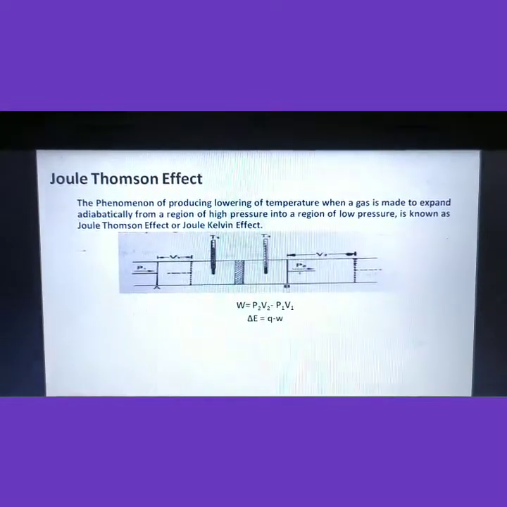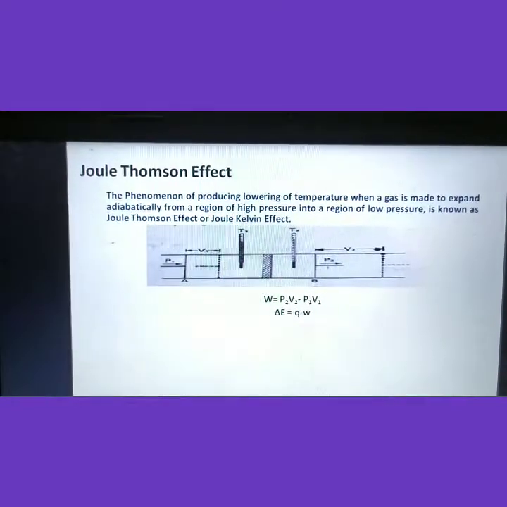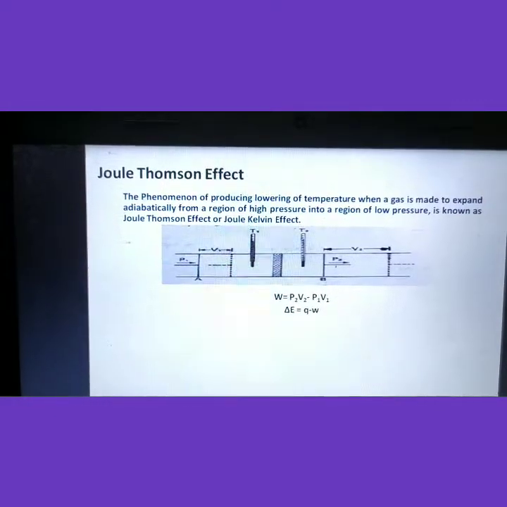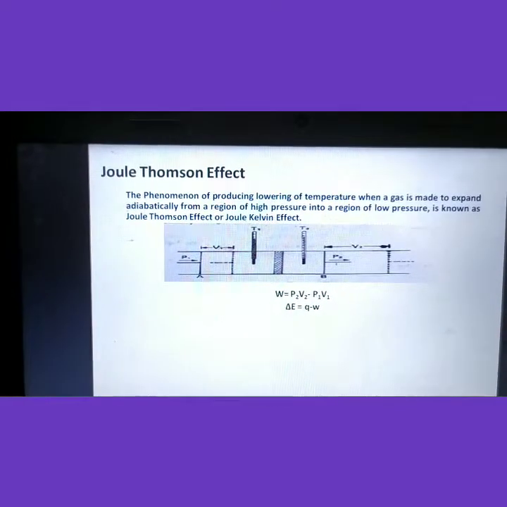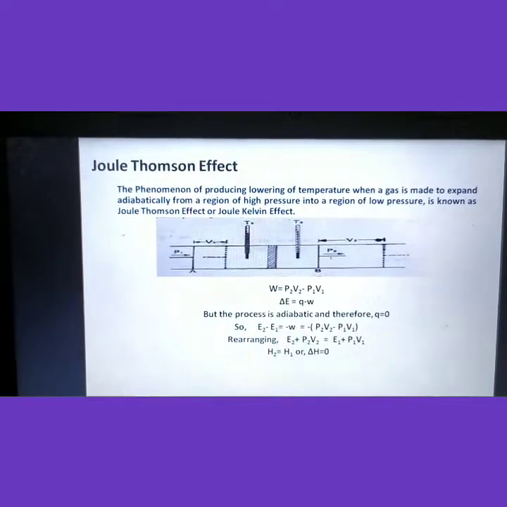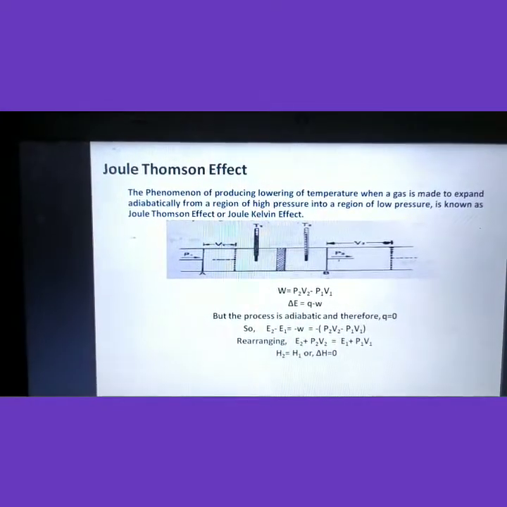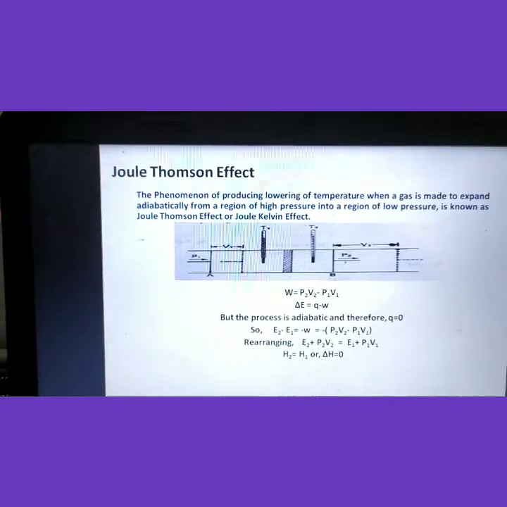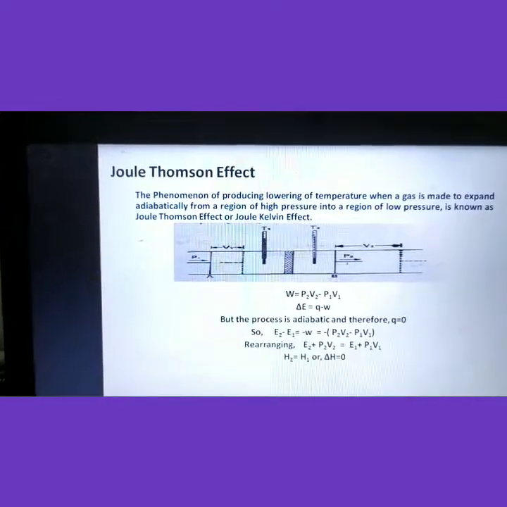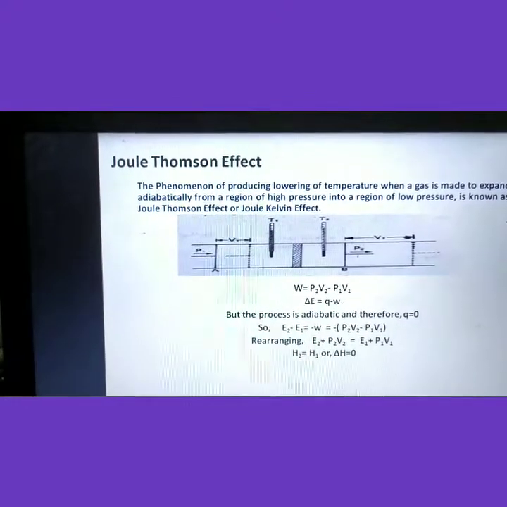If we go to the equation, we get W is equal to P2V2 minus P1V1. And if we look at the first law, we get del E is equal to Q minus W. But the process is adiabatic and therefore Q is equal to 0. So by putting the value of Q in the equation, we get del E is equal to minus W. That is, E2 minus E1 is equal to minus W, which is equal to minus (P2V2 minus P1V1).